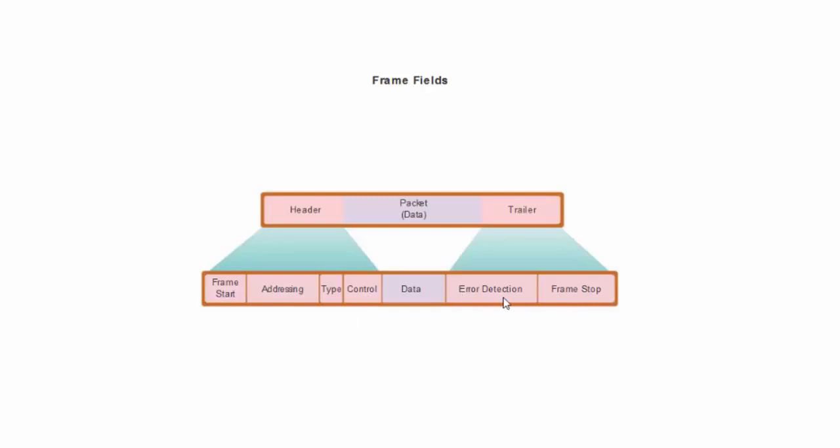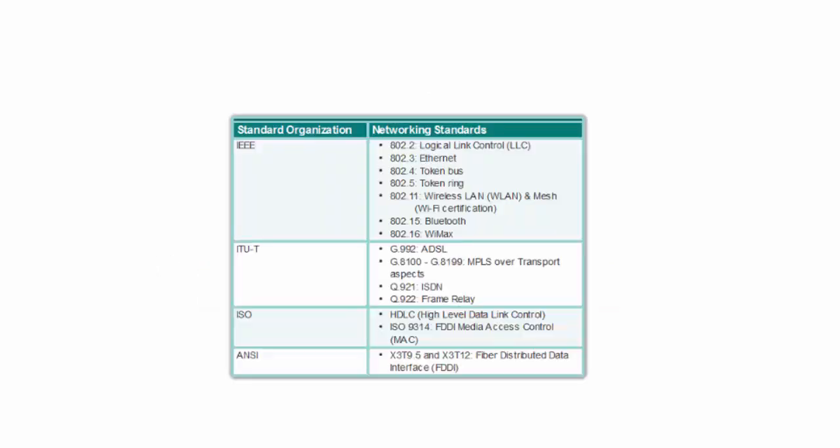The trailer includes 2 simple fields: the error detection, which is used simply for detecting any type of error. If there is an error, then we need to send back to the source to indicate that the source needs to send the frame again. And then the frame stop, which marks the end of the frame.